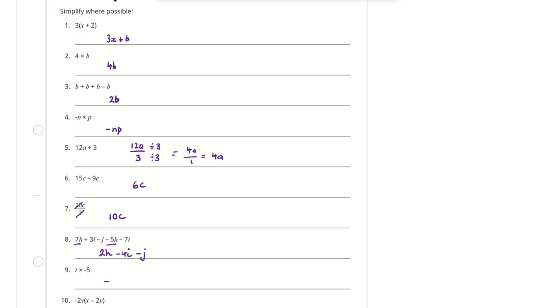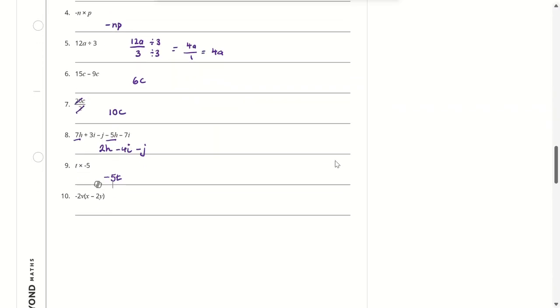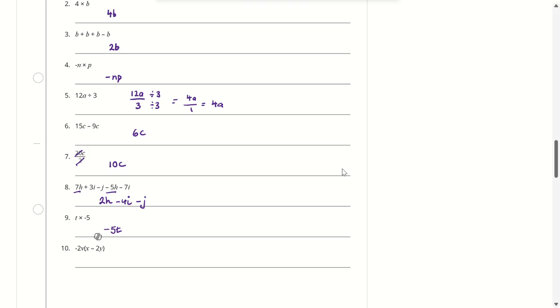t times minus 5 is minus 5t. And 2vx, well, we've got a negative, so put the negative out the front. 2vx. And negative 2v times negative 2y. The negative times a negative is a positive, and we've got 2vy.